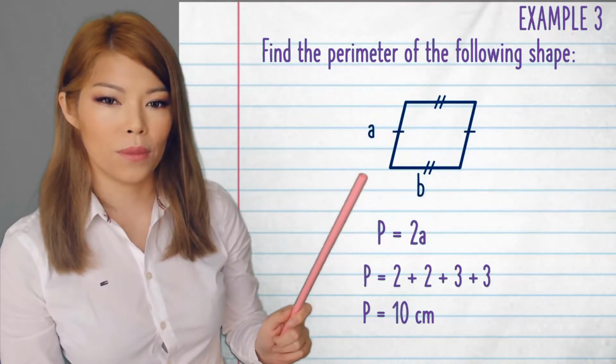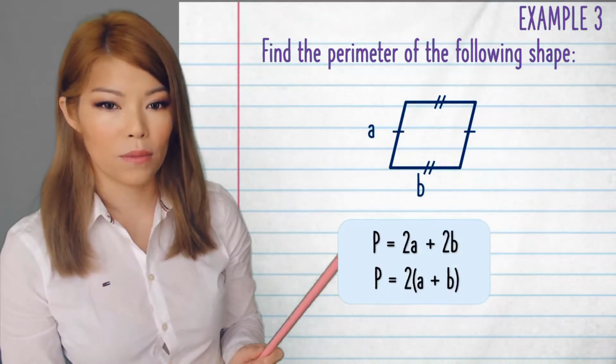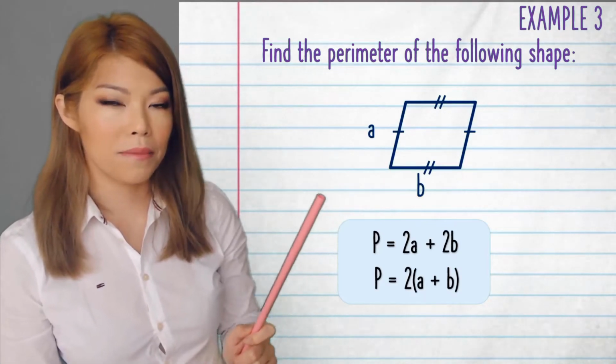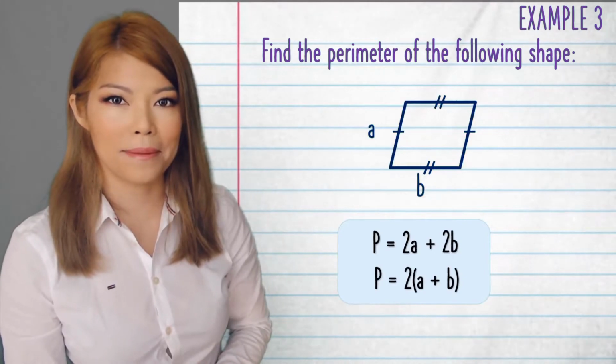Sometimes you'll see the formula as 2 a's plus 2 of the b's, or sometimes you might even see it factorized as 2(a plus b). So it doesn't matter which way you do it as long as you've added all the values that go outside the shape.